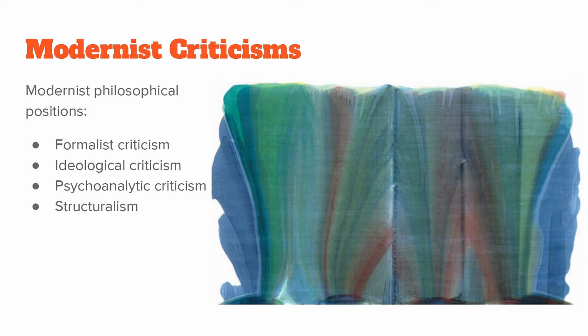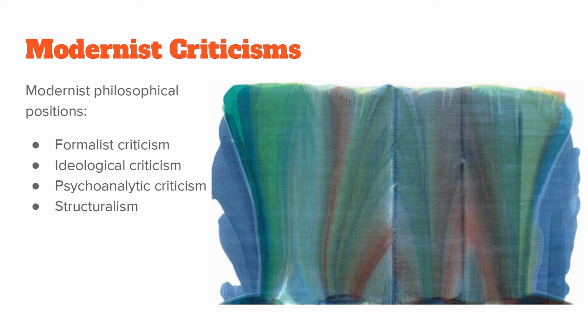But these are, at least as pointed out in the textbook, the major ones that we're going to look at. You have the formalist criticism, the ideological criticism, the psychoanalytic criticism, and then we have structuralism. The first criticism we're going to go over is the formalist criticism.